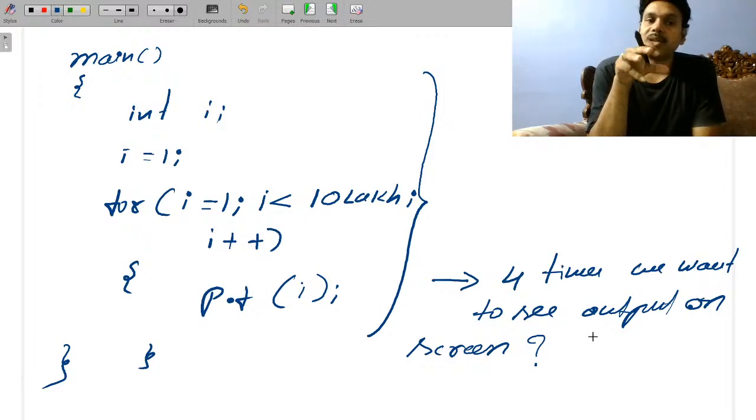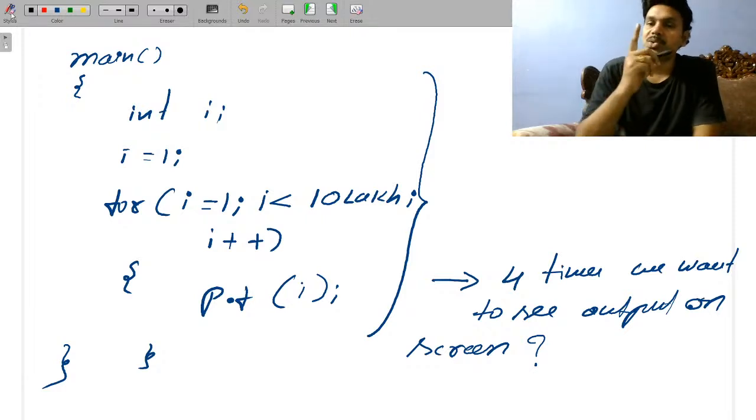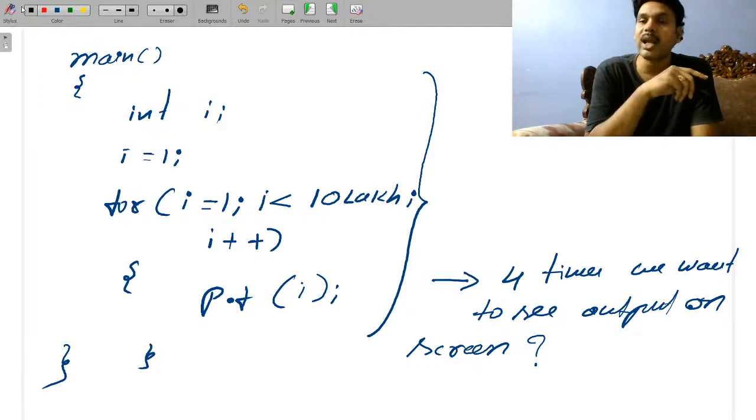So you see that I want to generate the same 1 to 10 lakh numbers, and I want to see them 4 times. So how is it possible? It's not possible with a single process, because a single process can give you only one time of 1 to 10 lakh numbers. Then how can you generate 4 times?